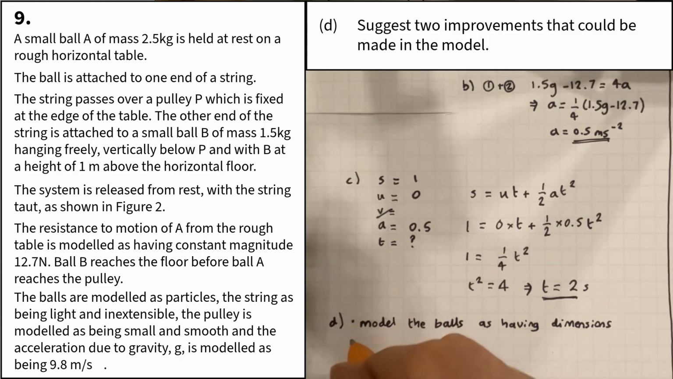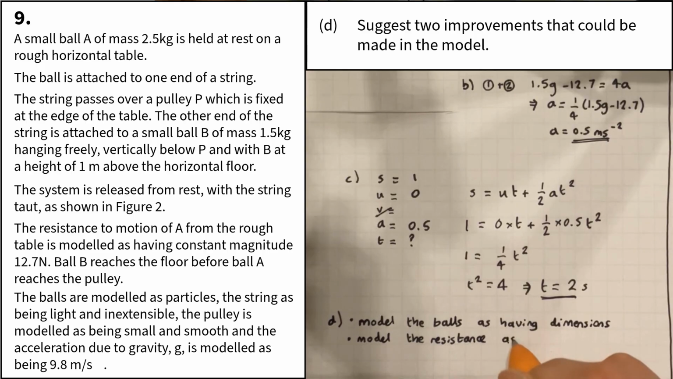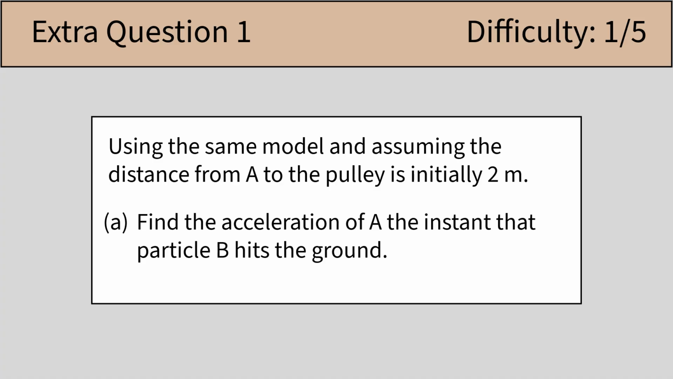And what's another assumption? Well, in the 5th paragraph, it says that the force that is due to friction is a constant force of magnitude 12.7. So our idea to make the model better is to model it as a variable force. So if it goes quicker, there's more friction. If it goes slower, there is less friction. But there are plenty of options here that you could choose. To continue these questions, try part A and B using the same model.